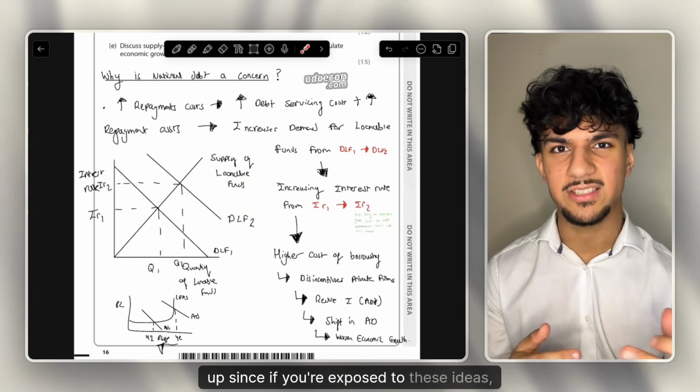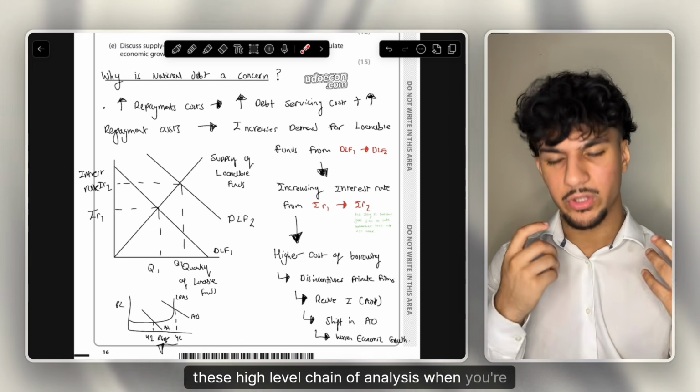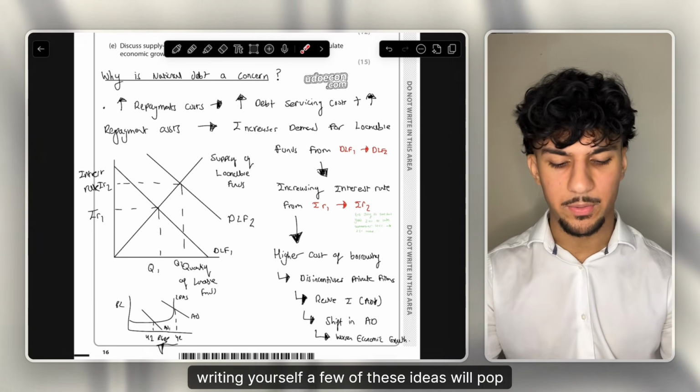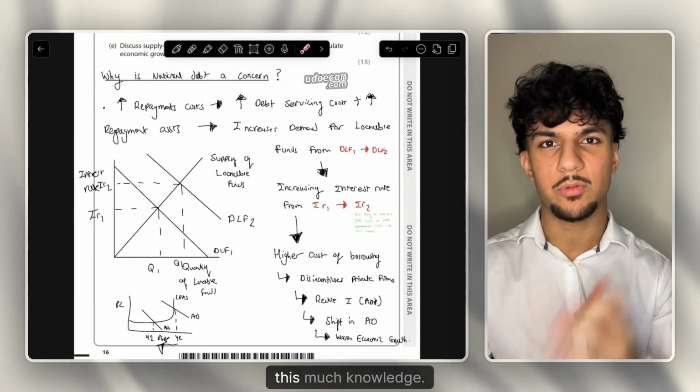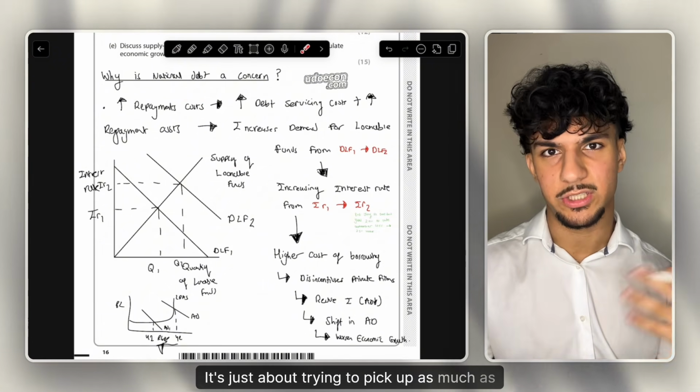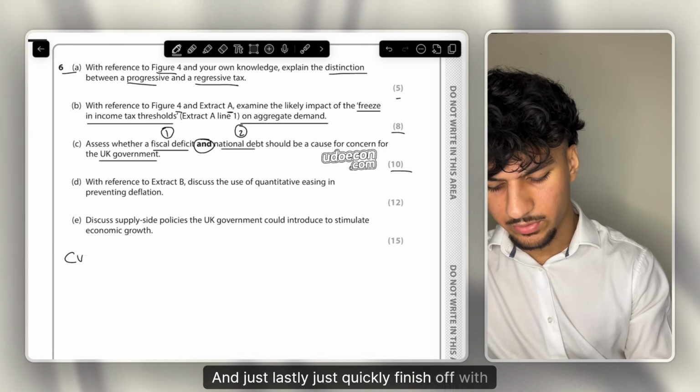Since if you're exposed to these ideas, these high-level chains of analysis, when you're writing yourself, a few of these ideas will pop into your mind as well. So don't worry too much about writing this depth, this much knowledge. It's just about trying to pick up as much as possible. And lastly, just to quickly finish off with evaluation.